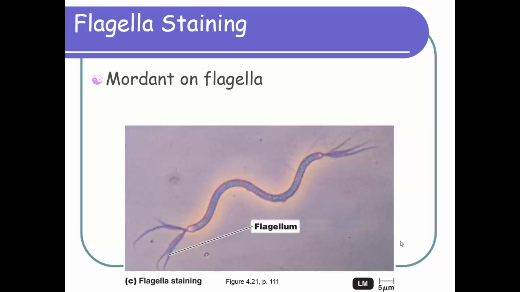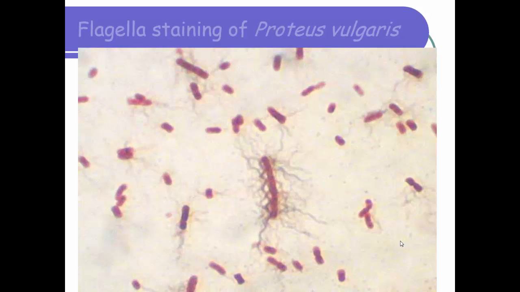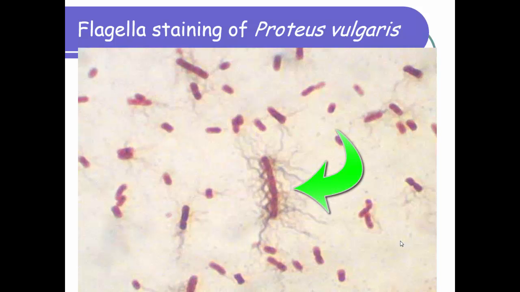The flagellar stain, we use a mordant, usually iodine, with this staining process. This will help to emphasize the flagella on the bacteria. Carbolfuchsin is the simple stain that we use to stain the cells. This shows the flagella staining of Proteus vulgaris, one of our common bacteria. Can you see all of the flagella?